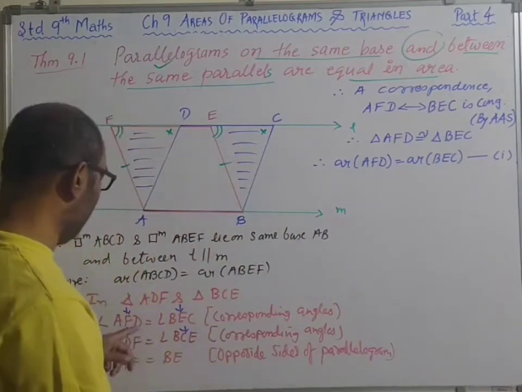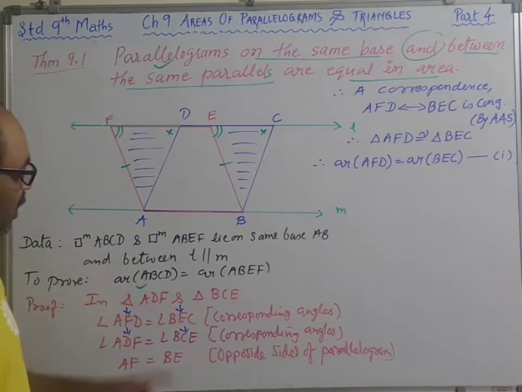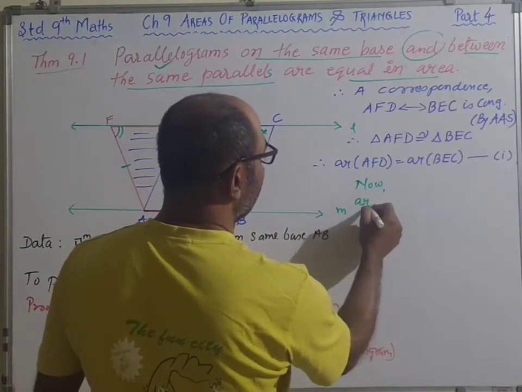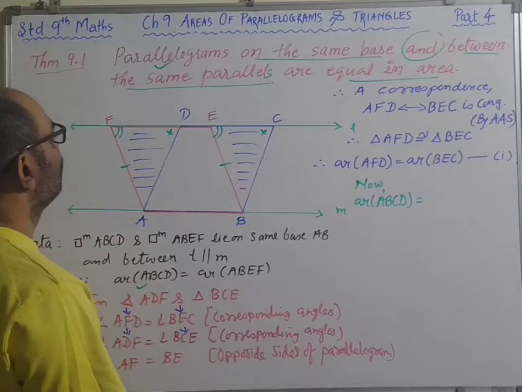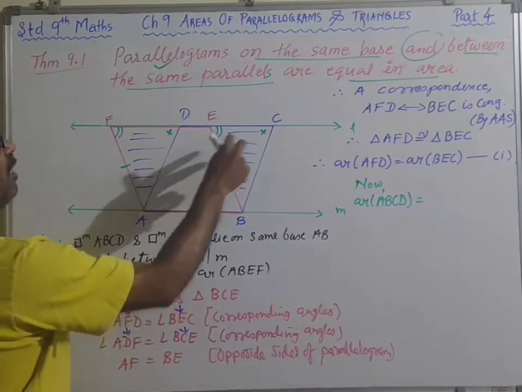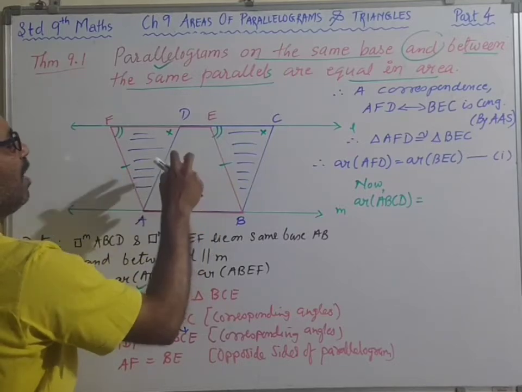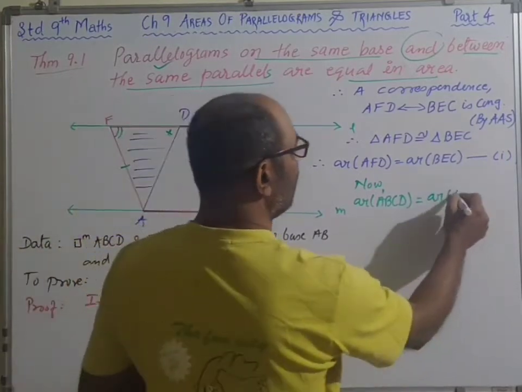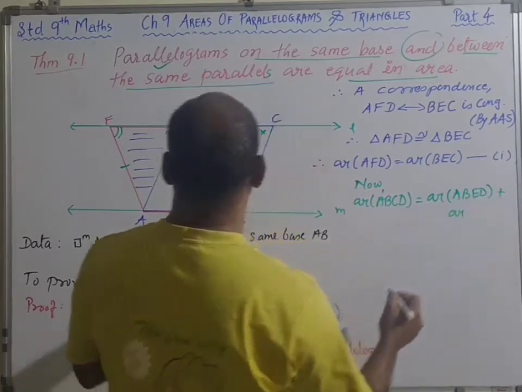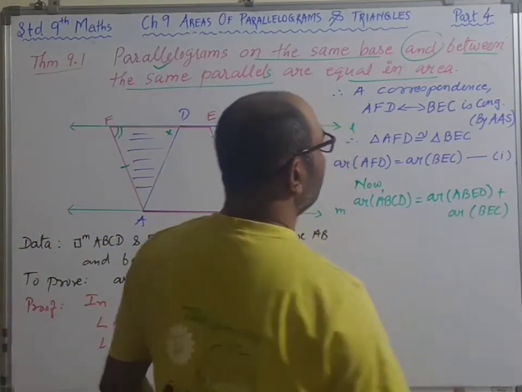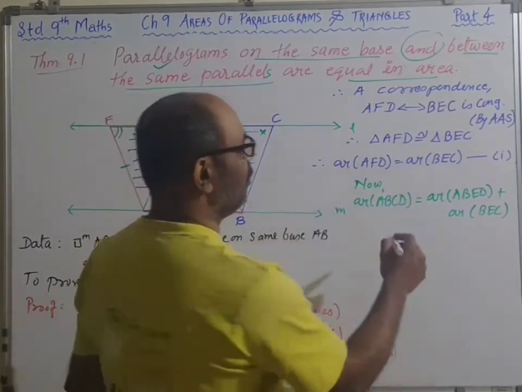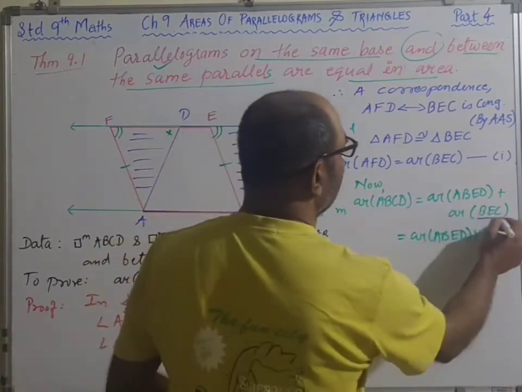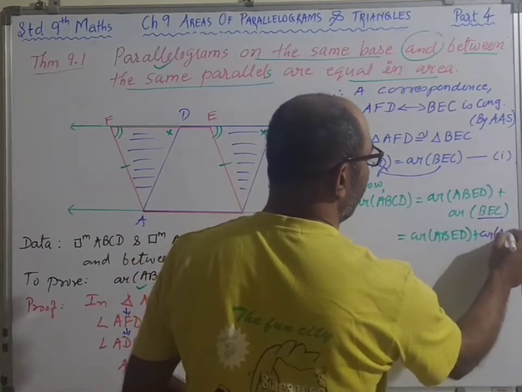Alright, children. Now, let me pick up the area of the parallelogram ABCD. That is the blue one. Now, area of ABCD is equal to, children, if you look at the blue one, you will find this quadrilateral and triangle. The blue parallelogram is divided into two parts. This is a quadrilateral and this is a triangle. So area of ABED plus area of the triangle BEC. But the area of triangle BEC is the same as AFD, so I'm going to use that. Therefore, area of ABED plus, children, instead of BEC, I'm going to write area of AFD.